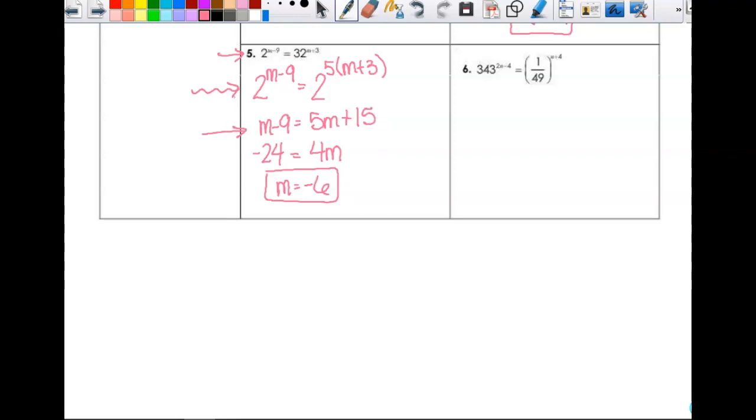Can I use 49 as my base? No, because 49 times 49, I don't know what it is, but it's not 343. With 49, I don't have that many options. 7's the only other option, right? So I'm thinking 7's probably going to have to work for 343. And 7 times 49 is 343, so that works. So we'll do 7. 7 to what would give me 343? Third. So that's 7 to the 3 times 2n minus 4 equals 7 to the negative 2 times n plus 4.